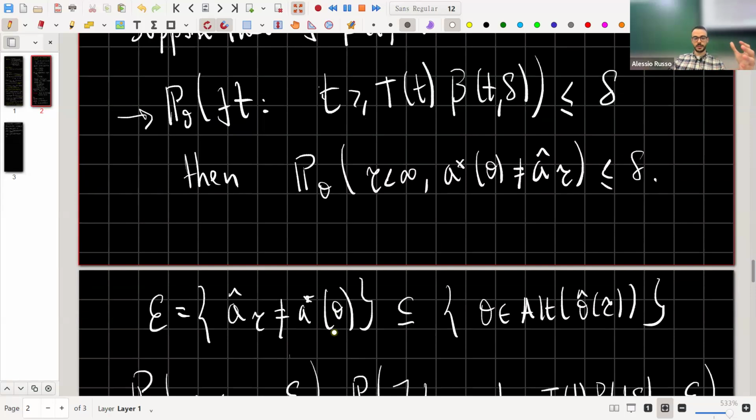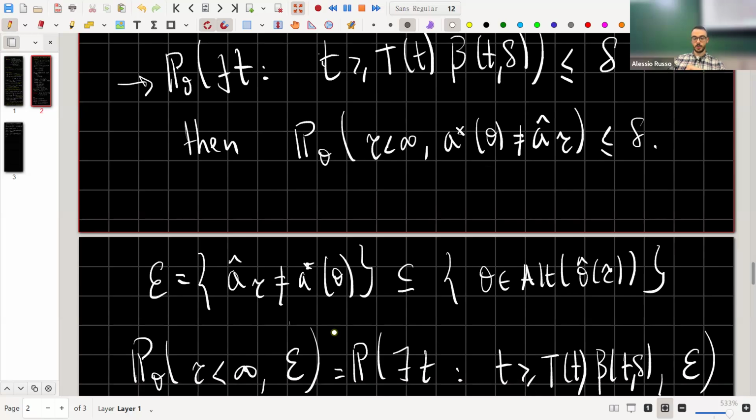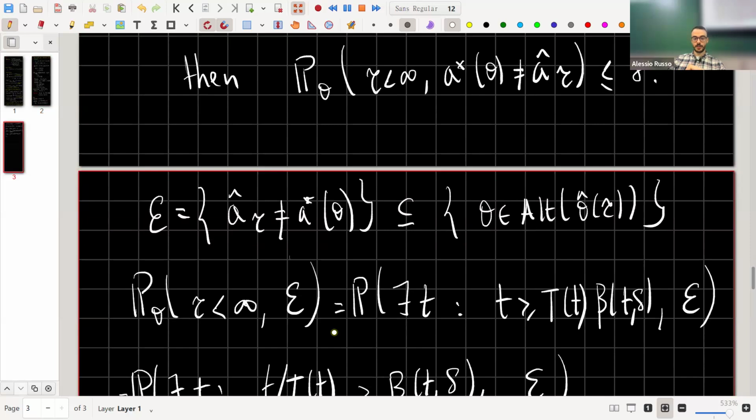To show that it's delta correct, we need to look at when a false positive event happens. We define the false positive event E as the case where our estimate of the best arm is not the true optimal arm. Since our estimate is based on the estimated model, it will be an argmax of our estimated model. Then it means that the true model belongs to the alternative set of models for our estimated model. We are going to use this later in the proof.